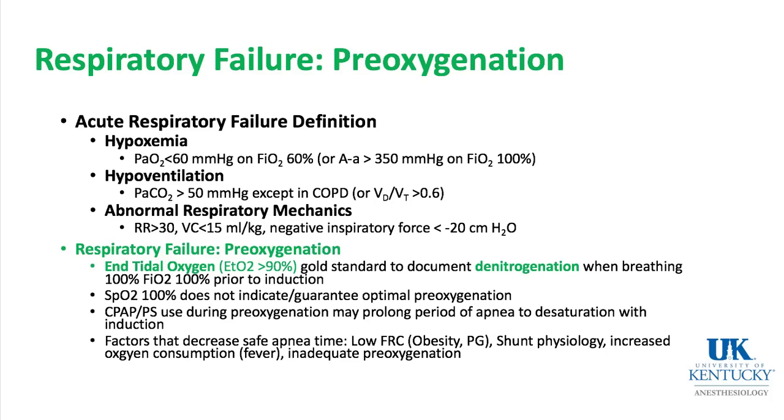The next key word is respiratory failure and preoxygenation. Let's first define acute respiratory failure. We can define it by hypoxemia: PaO2 is low despite supplemental FiO2 being given. And by hypoventilation: we can define acute respiratory failure as not being able to get rid of carbon dioxide.